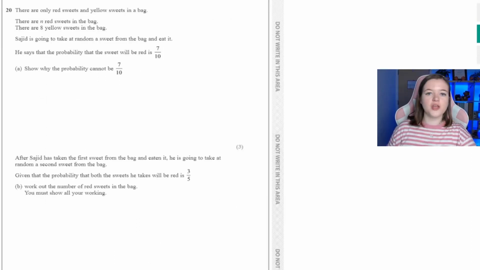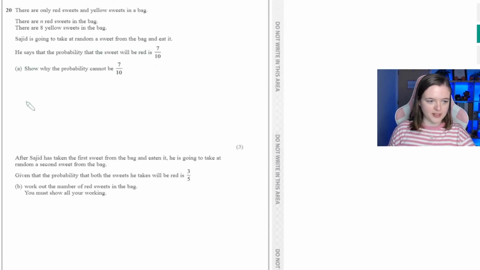Moving on. Question 20. There are only red sweets and yellow sweets in a bag. There are n red sweets in the bag. There are 8 yellow sweets in the bag. Sajid is going to take at random a sweet from the bag and eat it. He says the probability that the sweet will be red is 7/10. Show why the probability cannot be 7/10.